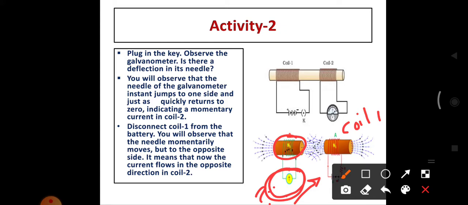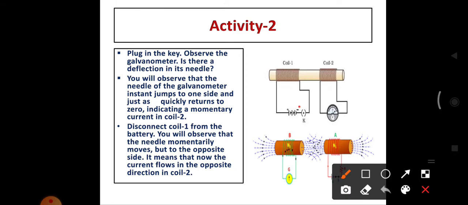So how is the current induced in coil 2? Because coil 2 is not connected to a battery. Coil 1 is the only one connected to the battery. But how is the current induced in coil 2? Now disconnect the battery from coil 1 and observe the needle of the galvanometer. When I disconnect the battery from coil 1, the galvanometer deflects in the opposite direction.